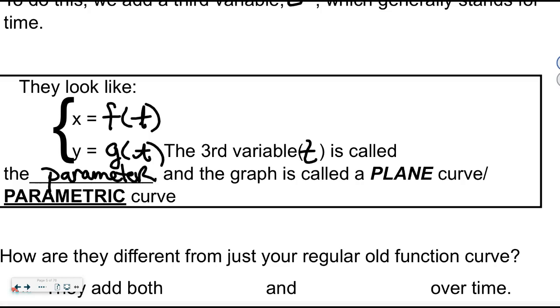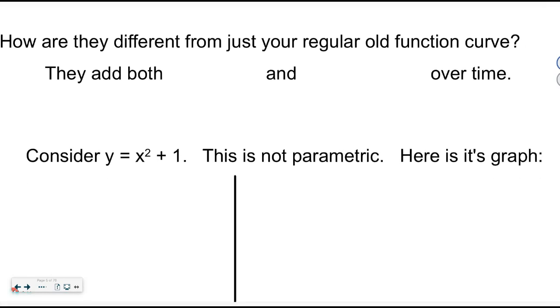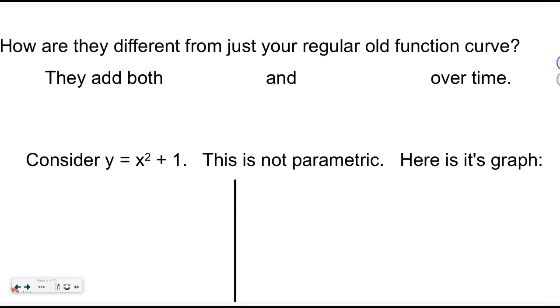And the graph itself, like when you look at it, is either called a parametric curve, or some books will call it a plane or a planar curve. So again, how are they different from just your regular old function? They add stuff to the graph that functions don't have. And it actually allows you to graph things that aren't functions. And again, I told you they add speed and direction, so that's not really new.